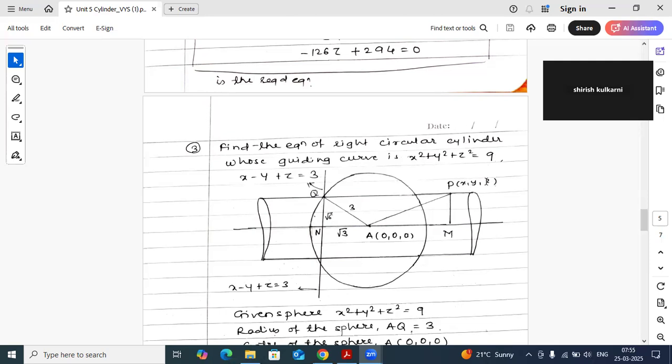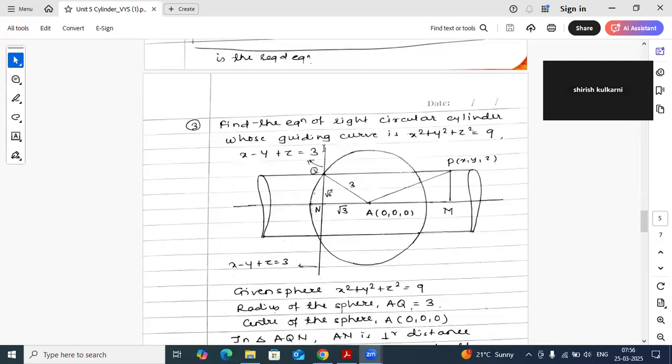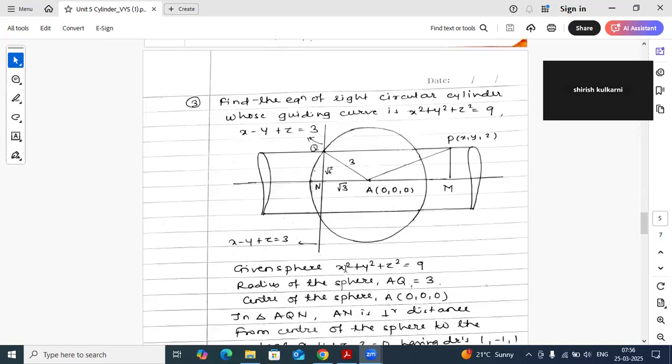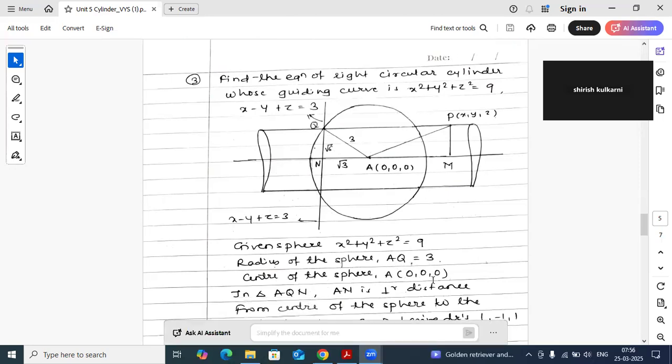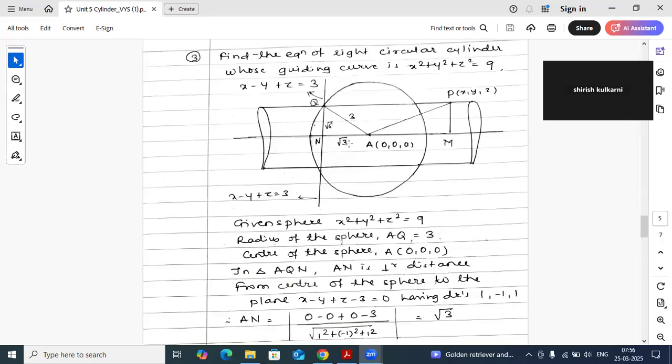Let P(x, y, z) be any point on the generator. As this is a standard sphere, the cylinder passes through the origin A (0, 0, 0). And this is the equation of the plane: x minus y plus z is equal to 3. The sphere is x square plus y square plus z square is equal to 9. Radius AQ is equal to 3, and the center of the sphere is A (0, 0, 0). We have to consider the triangle AQN.